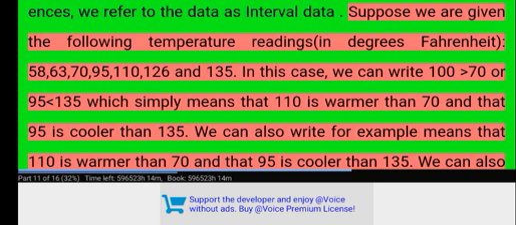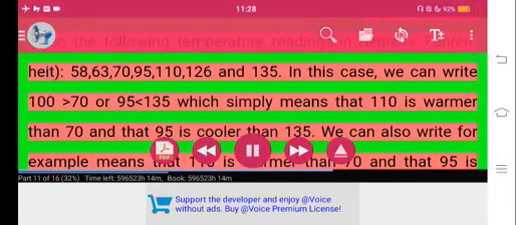We can also write, for example, 95 minus 70 equals 135 minus 110, since equal temperature differences are equal in the sense that the same amount of heat is required to raise the temperature of an object from 70 to 95 or from 110 to 135.